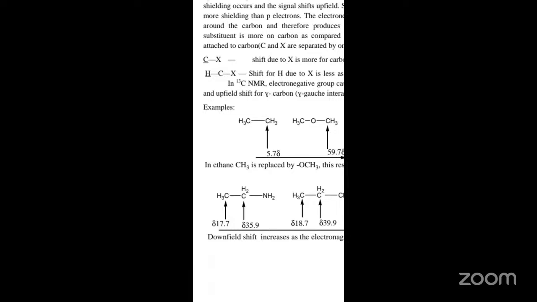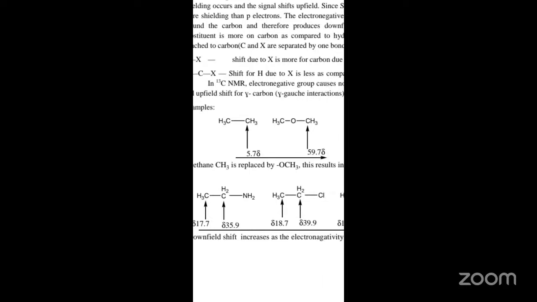And below we can also see ethylamine, CH3, CH2, NH2, where the CH2 group is directly attached to the NH2 here. Since nitrogen is a more electronegative atom, obviously its value is going to increase. That is 35.9, and the adjacent CH3, which is far away from this NH2, has a lower value, 17.7 here.